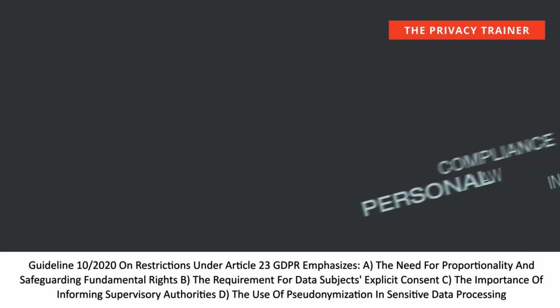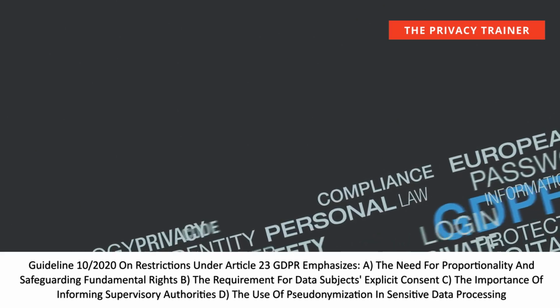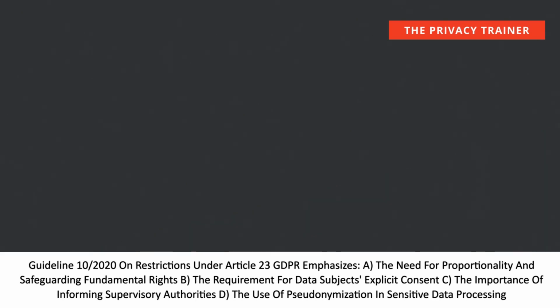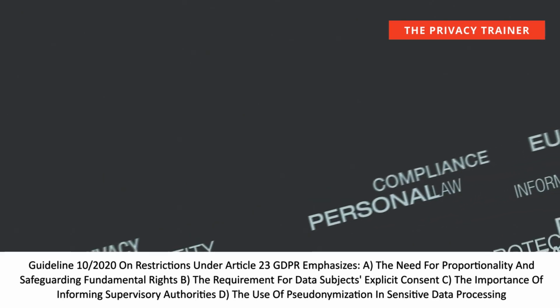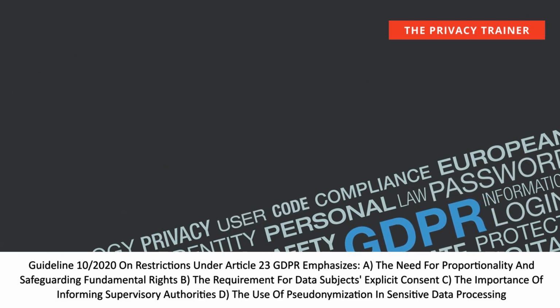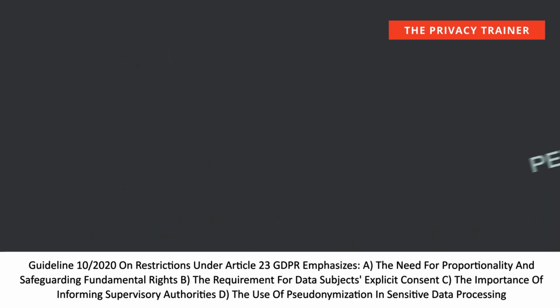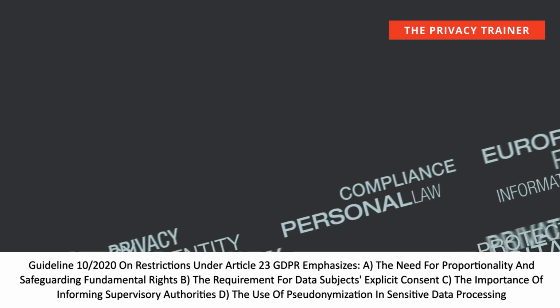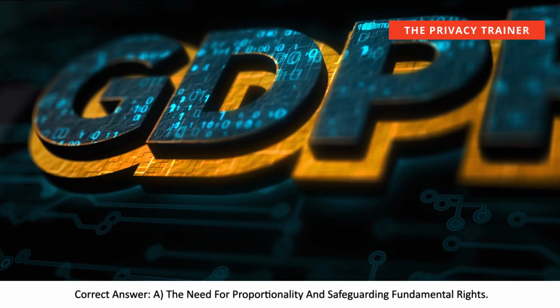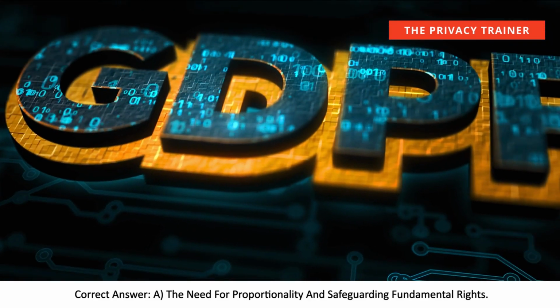Guideline 10/2020 on restrictions under Article 23 GDPR emphasizes: A. The need for proportionality and safeguarding fundamental rights. B. The requirement for data subjects' explicit consent. C. The importance of informing supervisory authorities. D. The use of pseudonymization in sensitive data processing. Correct answer, A. The need for proportionality and safeguarding fundamental rights.